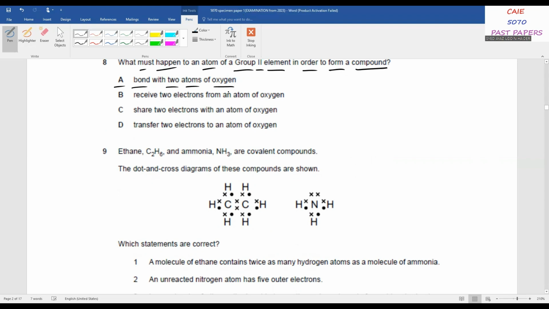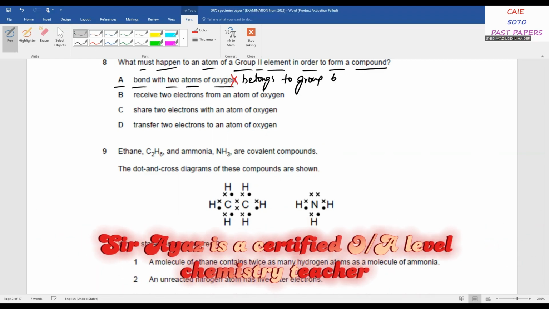It can't bond with 2 atoms of oxygen because oxygen belongs to group 6, which means it needs 2 electrons to complete its valence shell. So the group 2 element is losing 2 electrons, so it will bond only with 1 atom of oxygen. So this is incorrect.